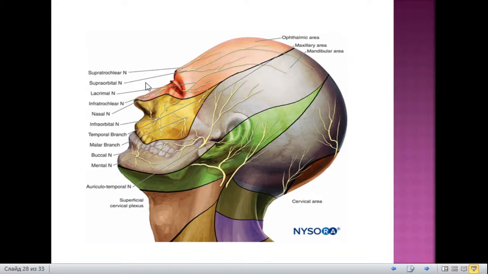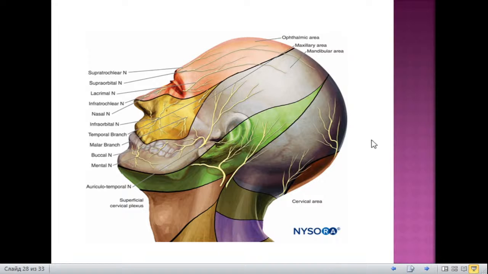Do other cranial nerves participate in the nerve supply of the head's skin? Actually, not other nerves. One more nerve participates in the nerve supply of head skin. It is the vagus nerve, which gives a little auricular branch supplying the back of the auricle. Unfortunately, this small area is not shown in this picture. The rest of the head's skin is supplied by the spinal nerves.